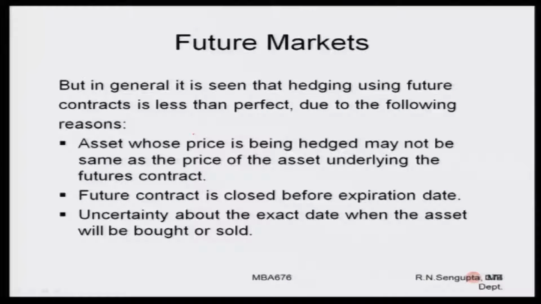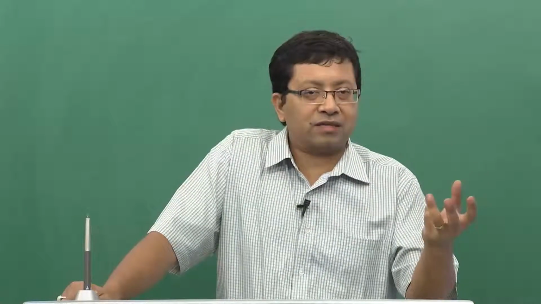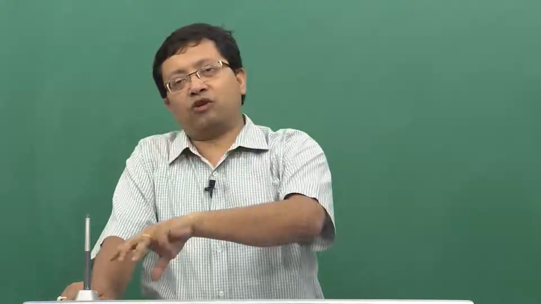But in general, it is seen that hedging using futures contracts is less than perfect, due to the following reasons. The asset whose price is being hedged may not be the same as the asset underlying the futures contract. So, this is what I have been trying to imply. In room 1, you have the actual asset or actual financial product which you will buy and sell, and its counterpart, the derived product, would be in room 2.